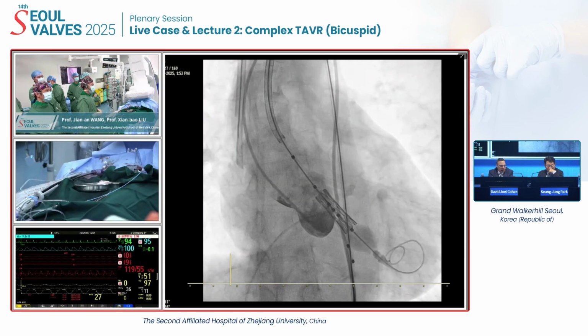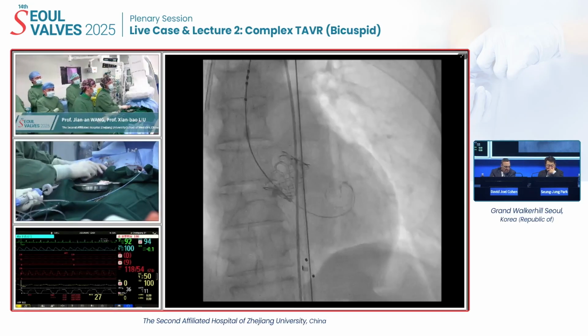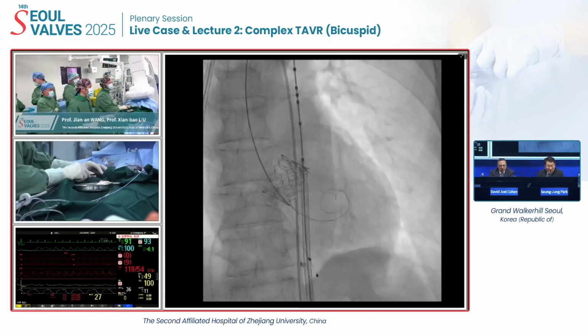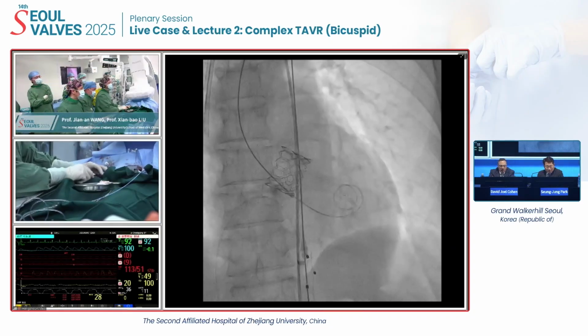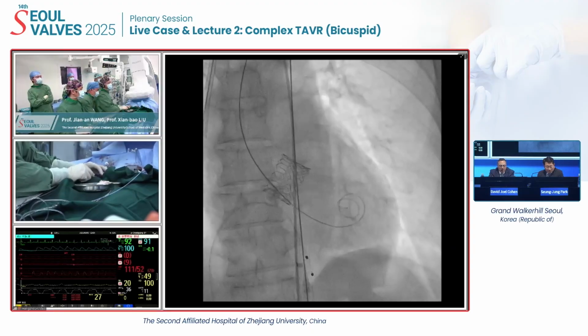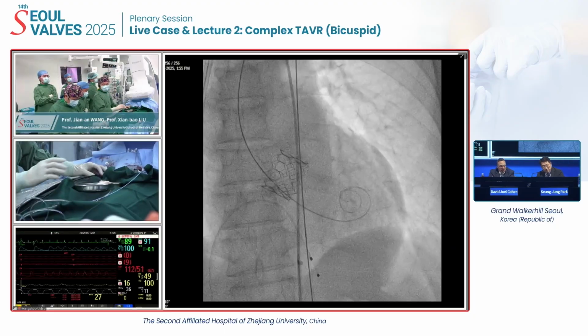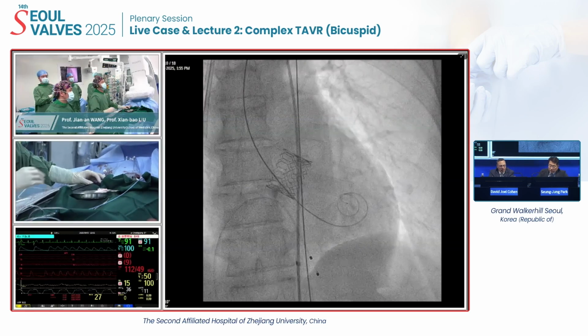Now you can see that hemodynamics is quite stable. Blood pressure is 190 over 54. Heart rate is very good with a narrow QRS complex. Yep. Looks very good. So we don't know whether the patient has any regurgitation. So we can check an echo now, a chest echo.